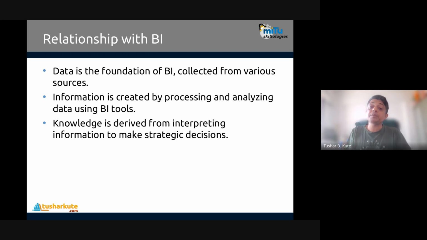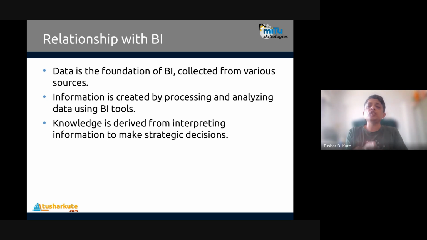Okay, so what's the relationship with BI here? Data, as I mentioned, is the fuel of these technologies. Whenever we have to make informed and intelligent decisions for a particular business process, that time data is required. Data is the primary source from which insights can be gained. So data is the foundation. Information is created by processing and analyzing using BI tools. Definitely, whenever I want to gain some information from the data, we have to use some BI processes and BI tools. With the help of these, information can be gained.